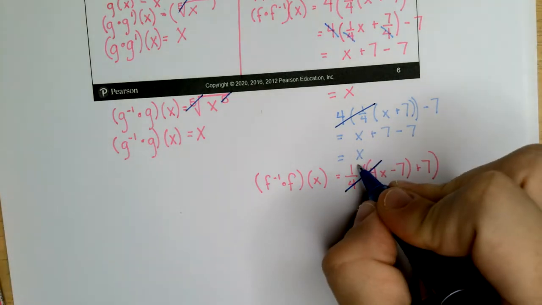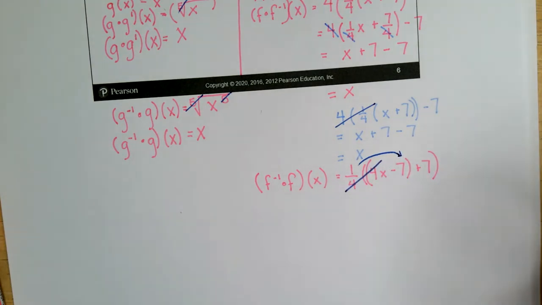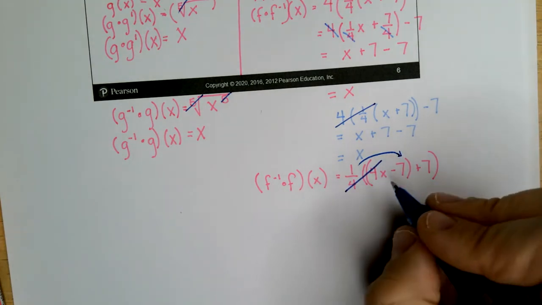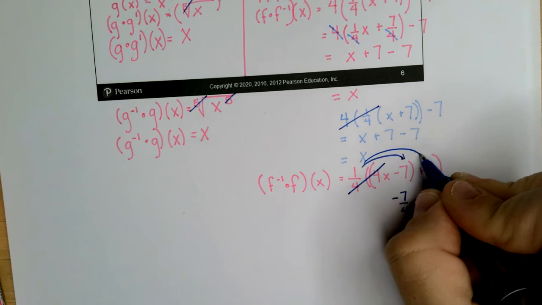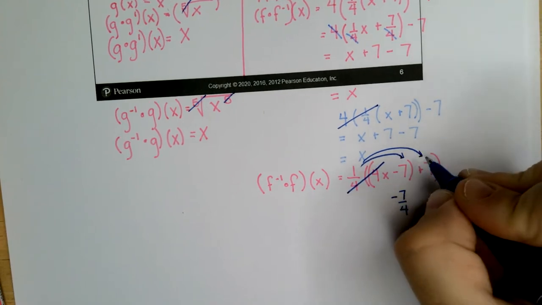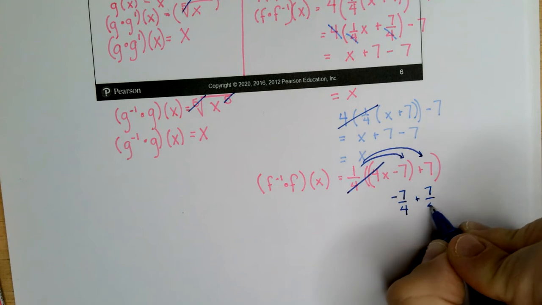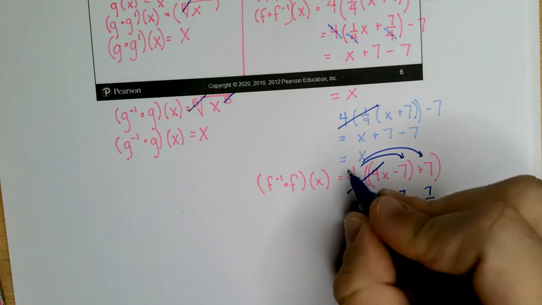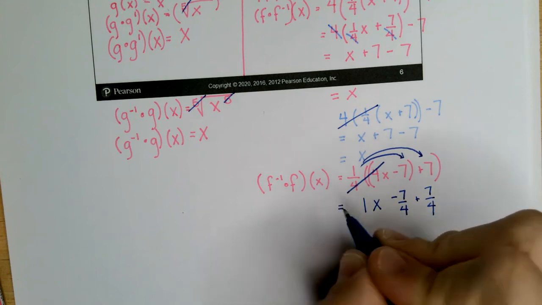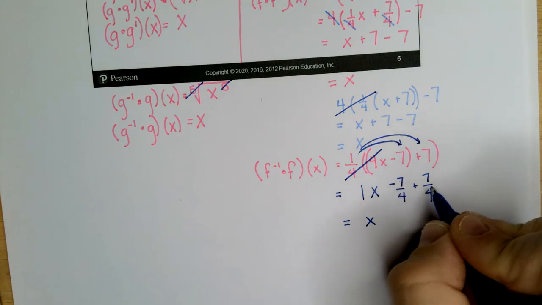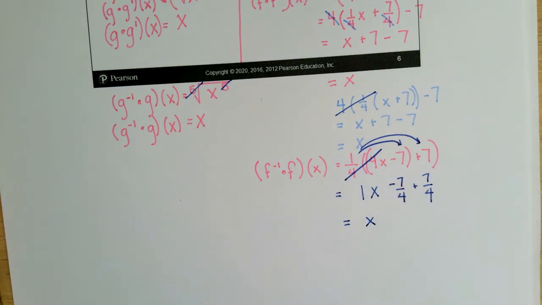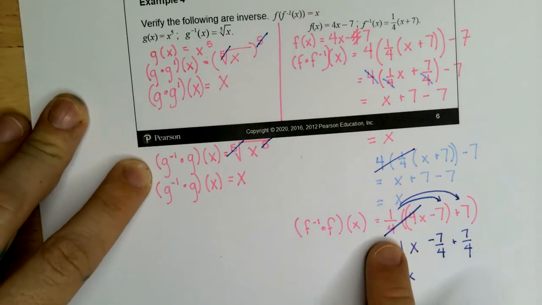And I keep going. The 1/4 times 8 negative 7 becomes negative 7/4. The 1/4 times a positive 7 becomes plus 7/4. And this was just an x or a 1x. Minus 7/4 plus 7/4 cancel each other out. We just get x. So no matter which order you put it in, these two cancel out and these two cancel out.